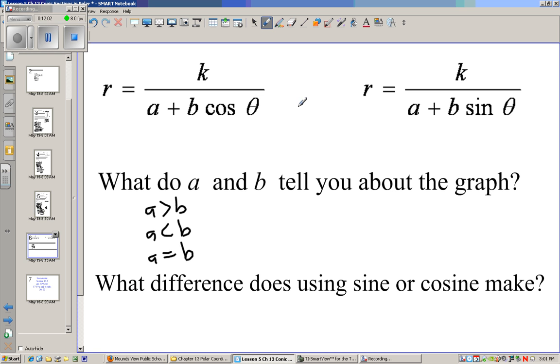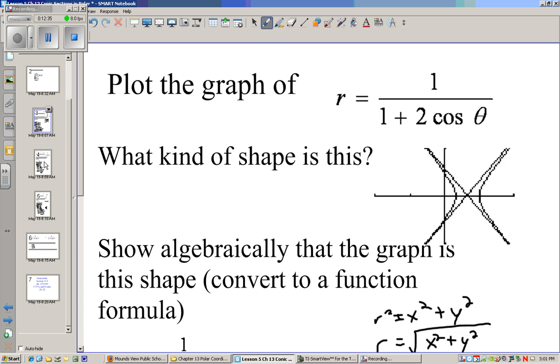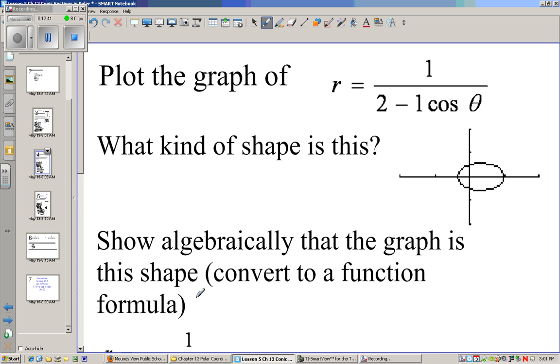Now, does it make a difference using sine or cosine? So if I took this graph, my last one, and I just change this value to cosine, how does that affect the graph? Well, that affected that one quite a bit. Instead of opening up, now it's opening to the right. Try and see what happens when you change it for the hyperbola and for the ellipse.